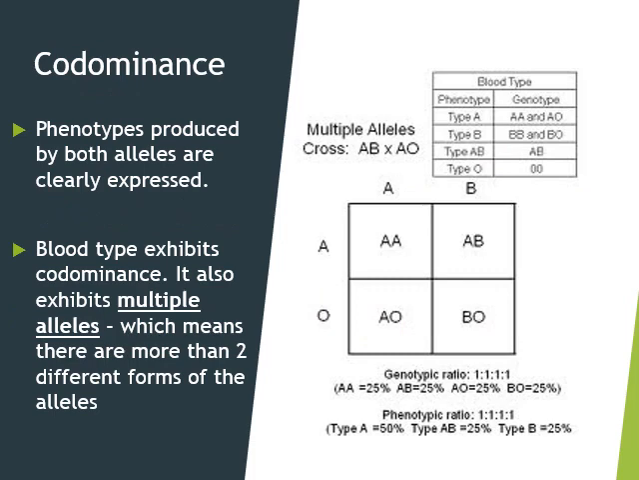Then we have codominance. In codominance, the phenotypes are both expressed equally. Blood type is a codominant trait. It also exhibits multiple alleles, which means that there's more than two different versions of the gene. Like in blood types, you can have type A, type B, type O, and then AB, and you can have any combination of genes because there's multiple alleles.